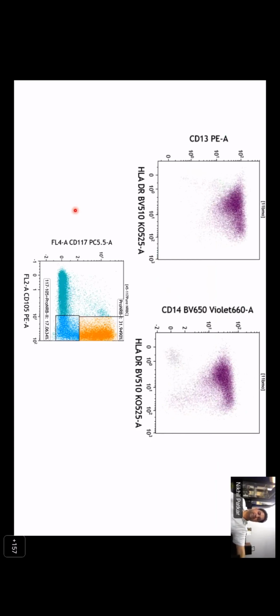Anything wrong with the monocytes? For the monocytes, there is a cluster of monocytes in the CD14 versus HLA-DR plot which is showing loss of HLA-DR. So that is abnormal. Perfect.